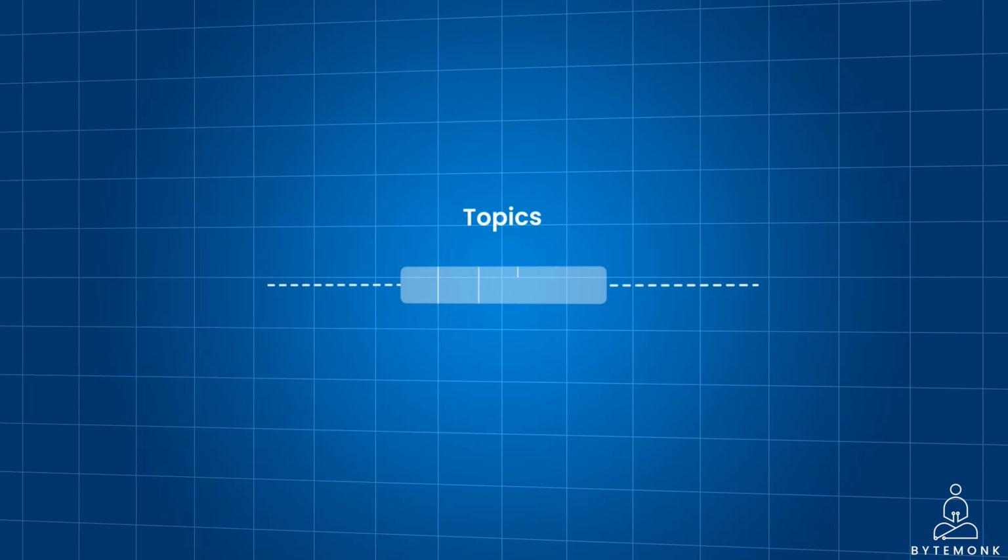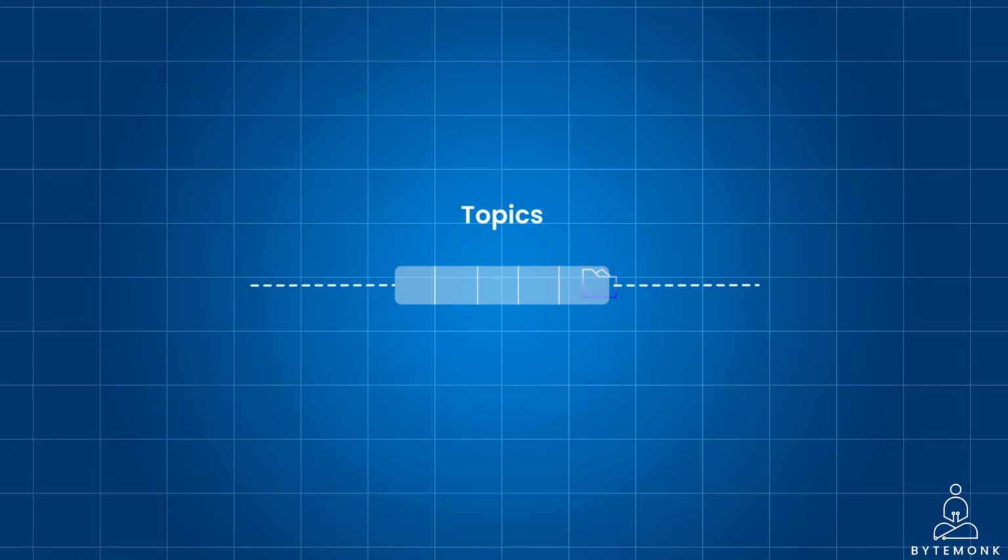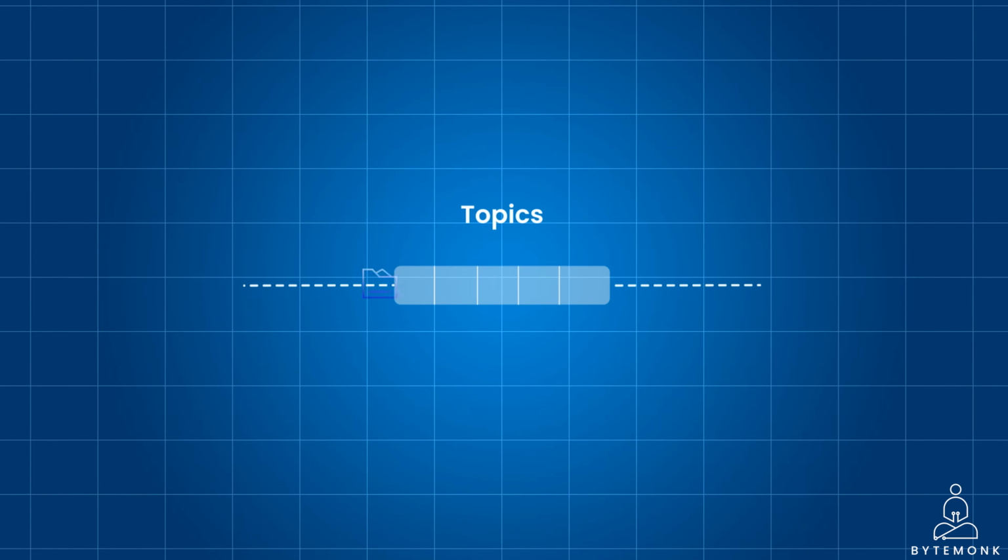Kafka topics are designed to handle continuous streams of incoming data. It's like a river of information constantly flowing through your Kafka system. Each topic represents a specific category of this data flow.